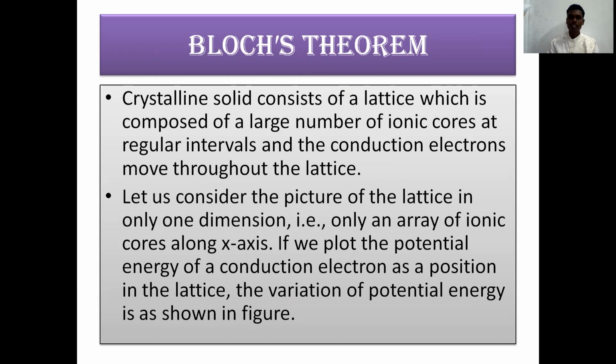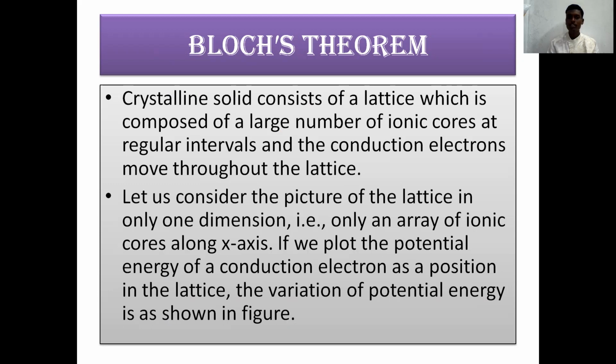Next, let us consider the picture of the lattice in only one dimension, which means only an array of ionic cores along the x-axis. I will show a graph. A picture means a graph in which the line is across the x-axis and the line is about the ionic cores in the lattice of the crystalline solid.